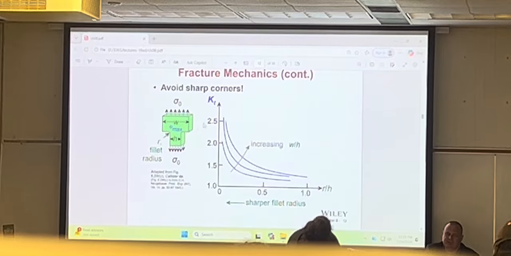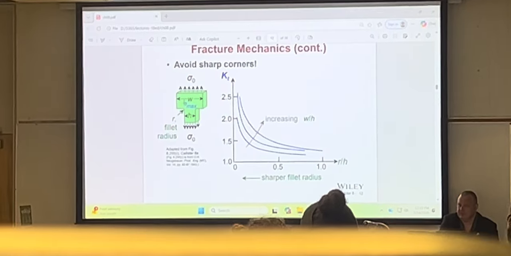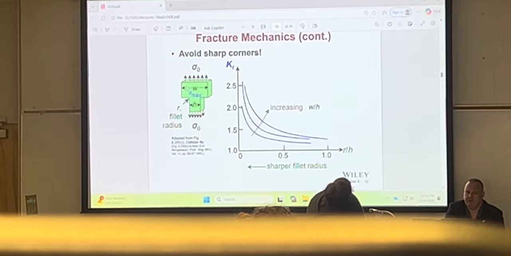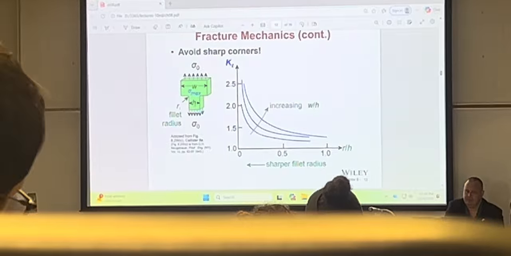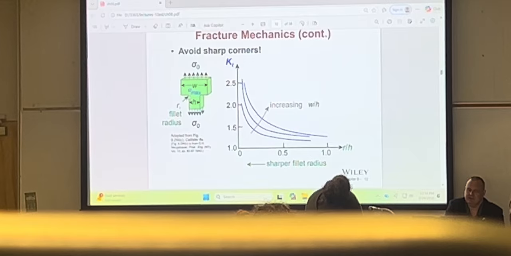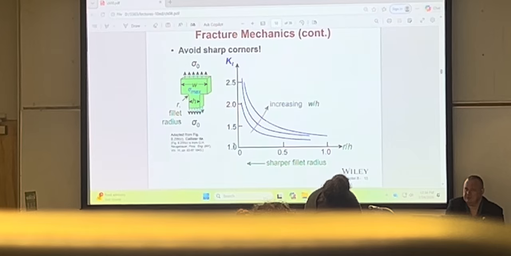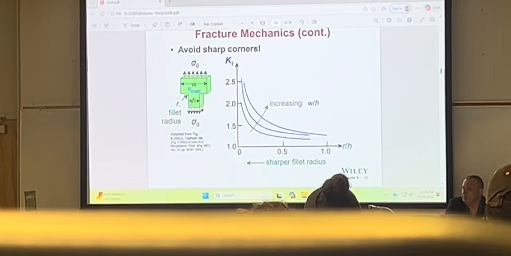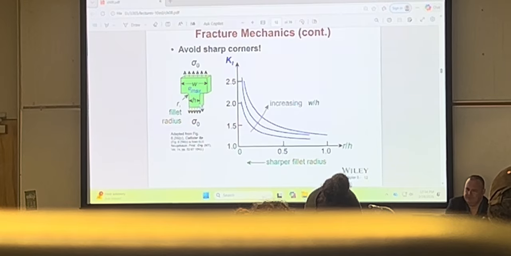Very sharp transitions from one geometry to the other. Here's an example of a plate that had the width W, then it goes to the width H, and the fillet radius is R. Here is the stress concentration factor K plotted as a function of R over H. R is this radius, and H is the smaller width of the geometry.